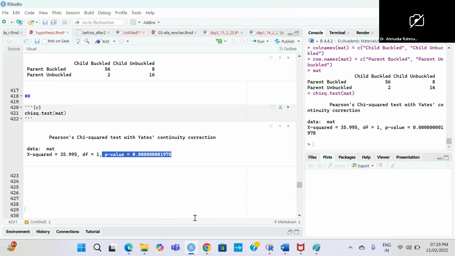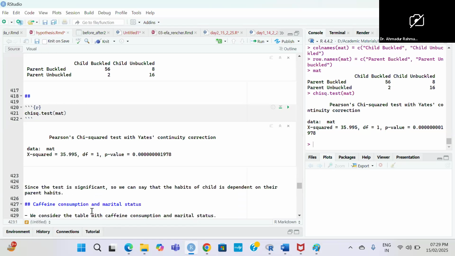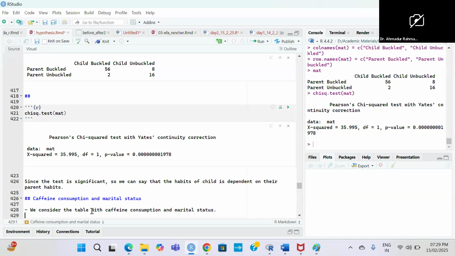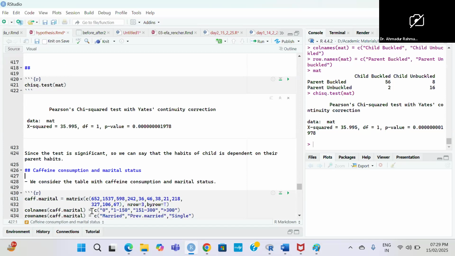See, our null hypothesis is that the child's habit is independent from the parent's habit. The alternative is that the child's habit is dependent on the parent's habit. Since the p-value is less than 0.05, we reject the null hypothesis. When we reject the null hypothesis, we are saying that the child's habit is dependent on the parents' habit. So if parents buckle, if parents do something themselves, the children will follow them; they will not obey just their statements. There are many more examples, but I am leaving this now.